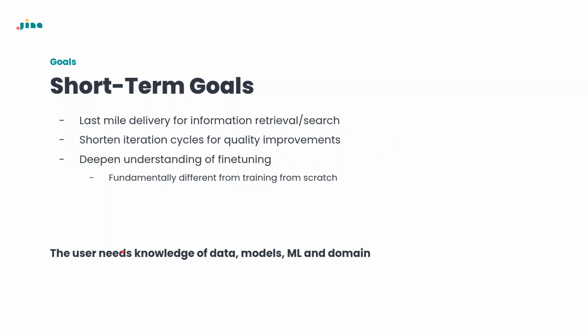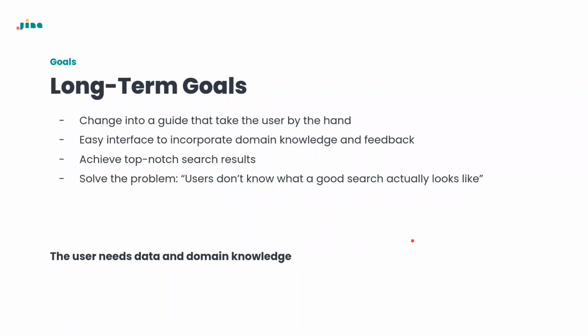And for now, users of the fine-tuner need to have knowledge about their data. They need to know their models. They need to have some idea about machine learning, and also they need the domain knowledge. In the long term, we want the users to only care about data and domain knowledge. We want to somehow free the user from this need to have a deep understanding of machine learning. So in the long term, we want to change our fine-tuner and also the front end into a guide that takes our users by the hand.